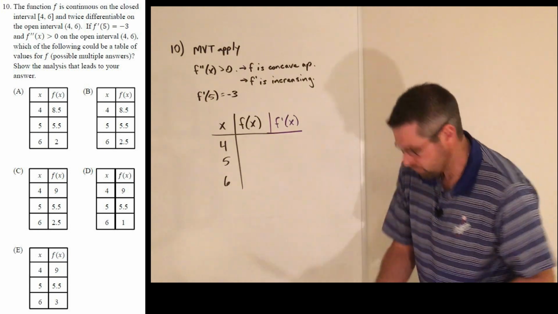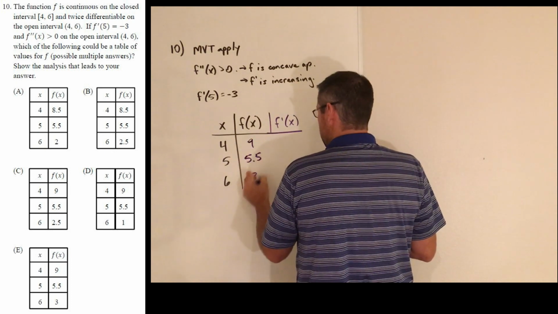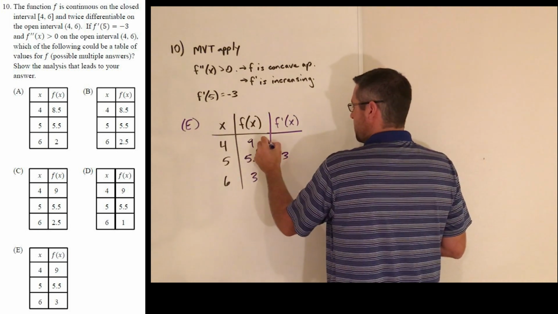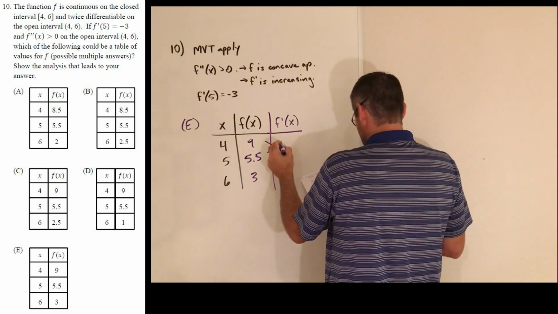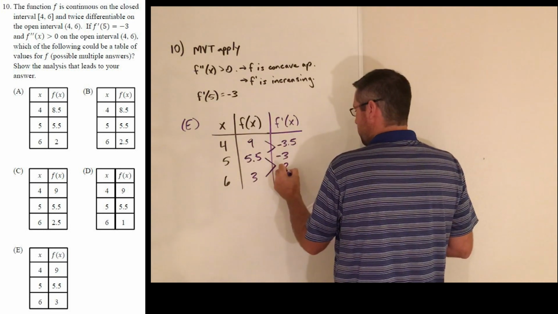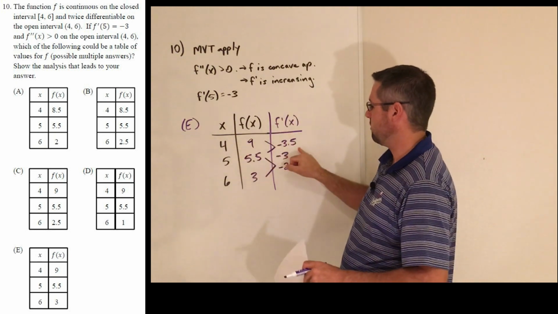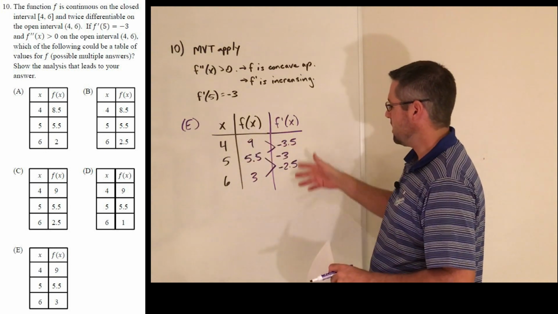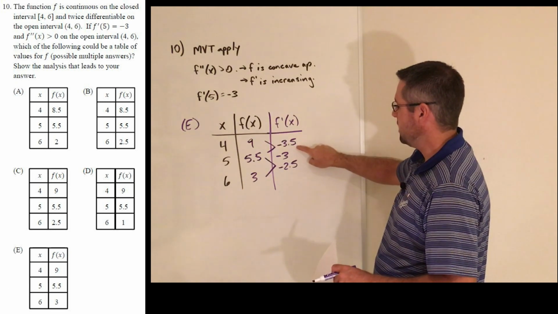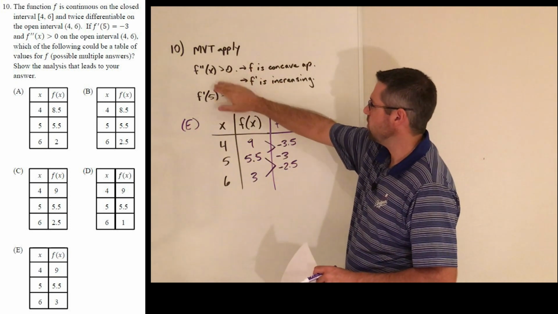Option E has f of x values of 9, 5.5, and 3. And we know that the derivative is negative 3 at 5. The average slope between 4 and 5 is negative 3.5. And the average slope from 5 to 6 is negative 2.5. So since the average slope between 4 and 5 is negative 3.5, that means the derivative is equal to negative 3.5 for some value between 4 and 5. Same logic for the derivative for some value between 5 and 6. And as a result here, we see that the derivative is actually increasing. F prime is increasing, which implies that f double prime is positive, and that's what we wanted.